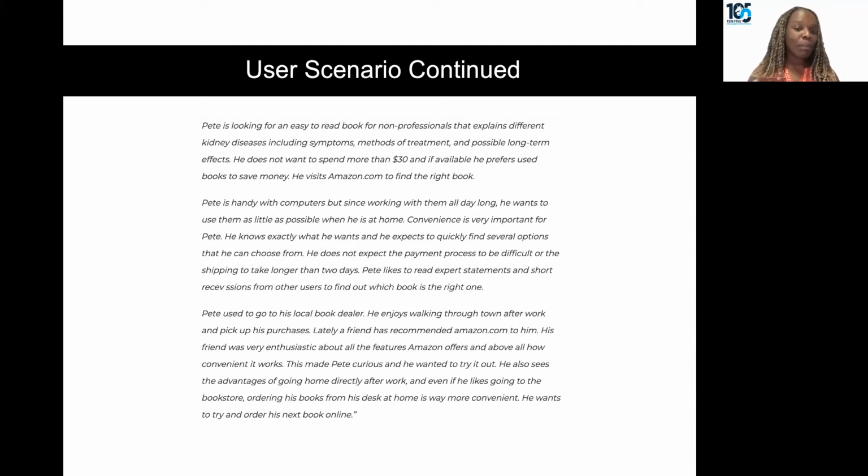Pete is handy with computers, but since he works with them all day, he wants to use them as little as possible when he comes home. Convenience is very important for Pete. He knows exactly what he wants and expects to quickly find several options that he can choose from. He does not expect the payment process to be difficult or shipping to take longer than 2 days.